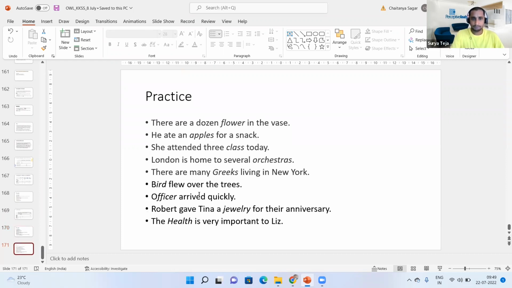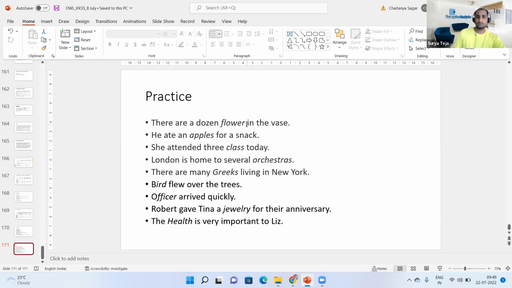So with these rules, we'll try to practice certain examples. I have listed some of the examples here, and we'll start one by one. To start with the first one, it says there are a dozen flowers in the vase. I just want to know if it is appropriate, if it has been used correctly, or are there any mistakes here? Is it fine, or does there have to be some change to the sentence? Flower has to change to flowers. Okay. That is right actually.